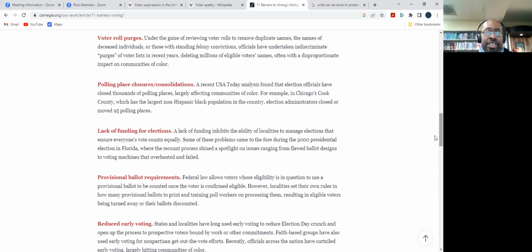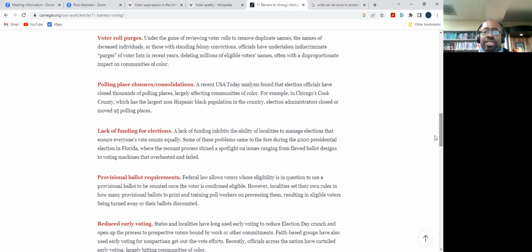Another barrier to voting is that, in some cases, they will close or consolidate a polling place. A recent USA Today analysis found that election officials have closed thousands of polling places, largely affecting communities of color. For example, in Chicago's Cook County, which had the largest non-Hispanic Black population in the country, election administrators closed or moved 95 polling places.